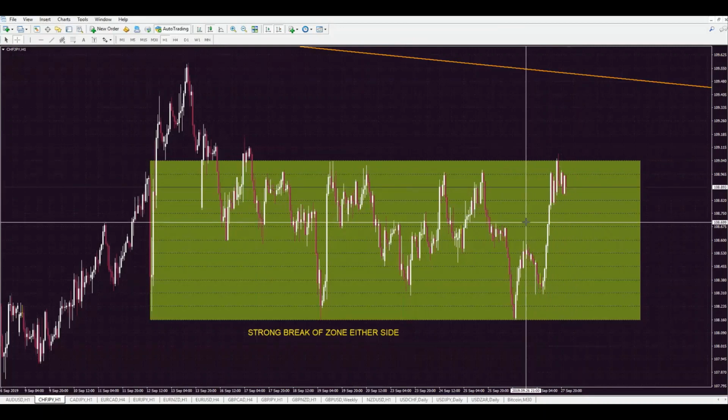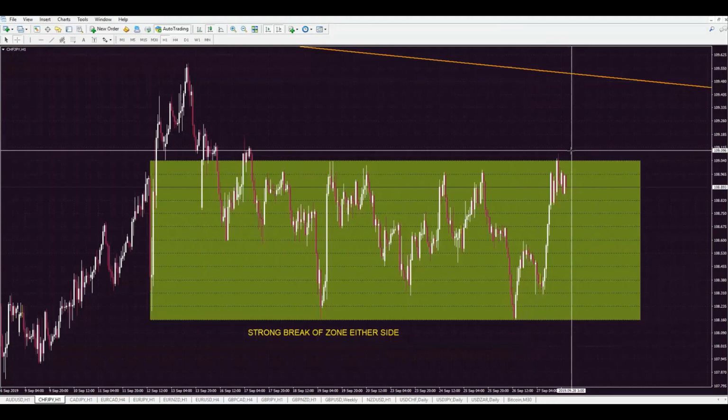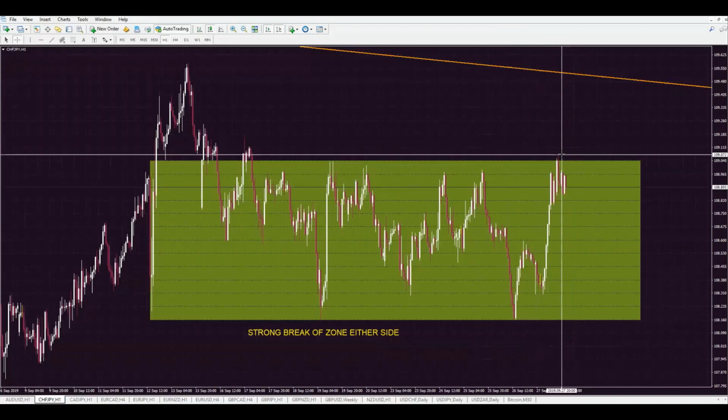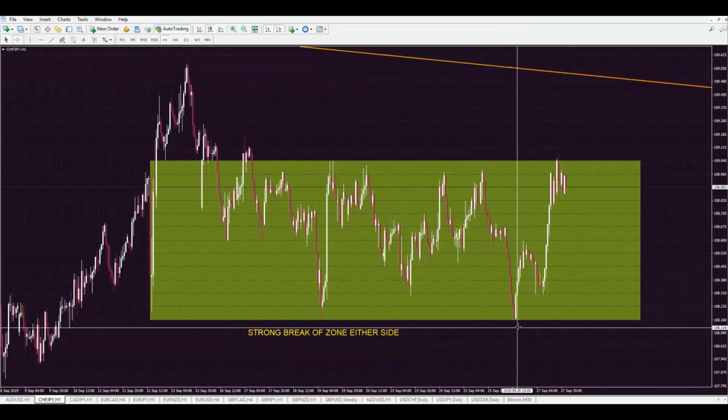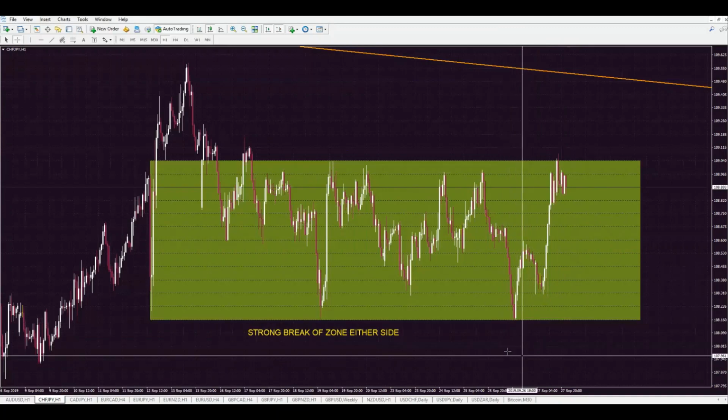So now I still believe in this. I'm still watching this for this week. So this is Swiss JPY. I'm looking for a strong break of this zone. A strong break above here, I would buy, or a strong break below this point, I would sell. So that's it for Swiss JPY.